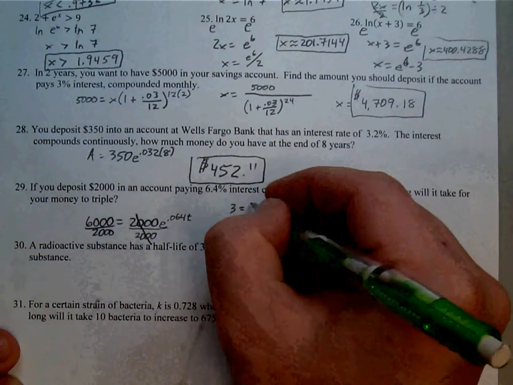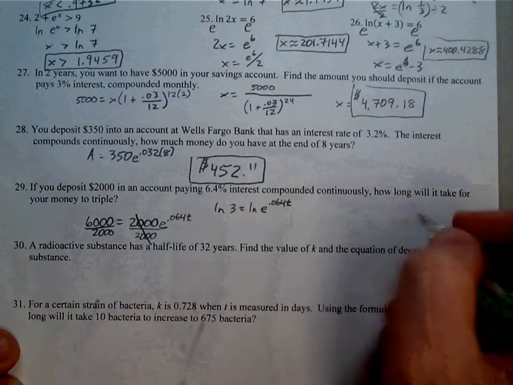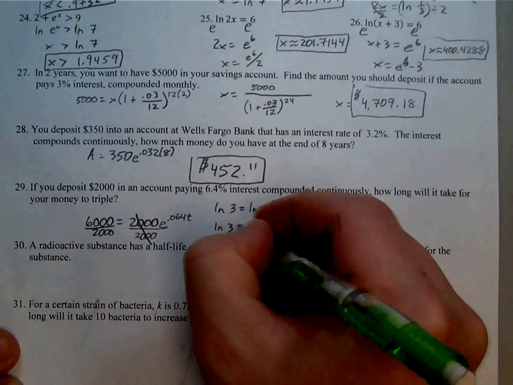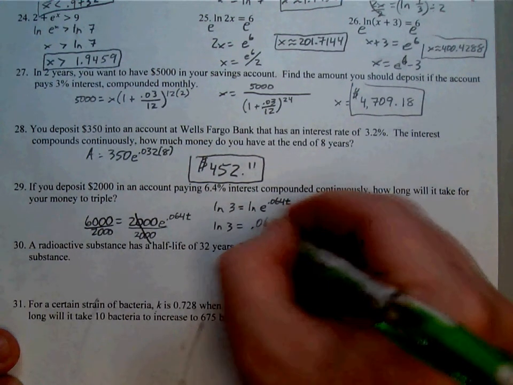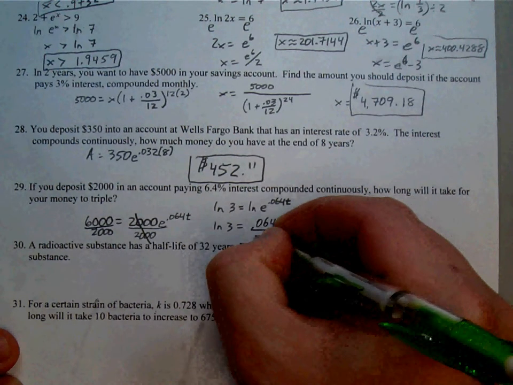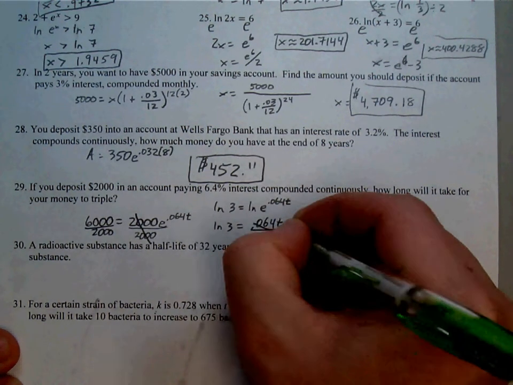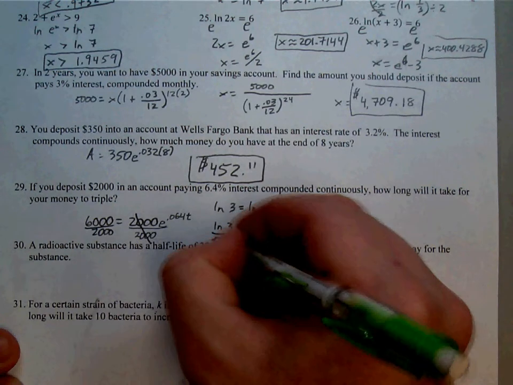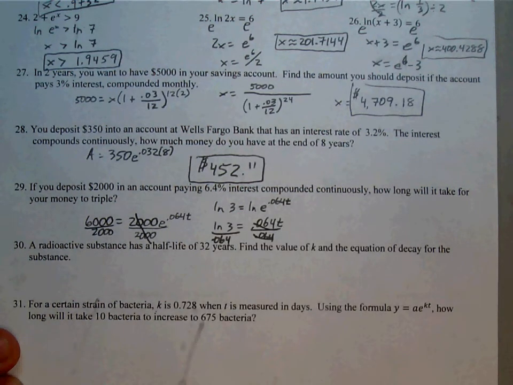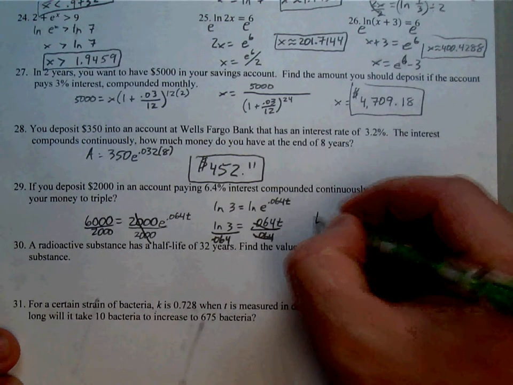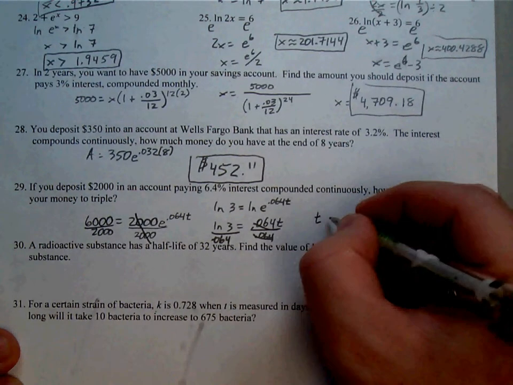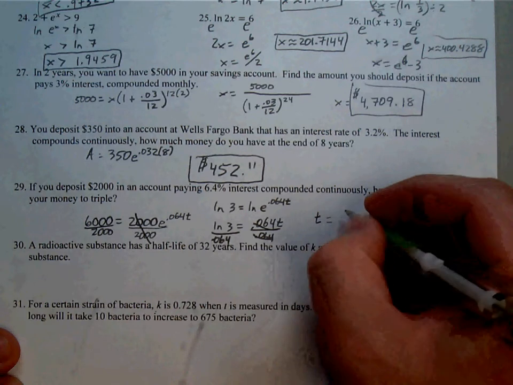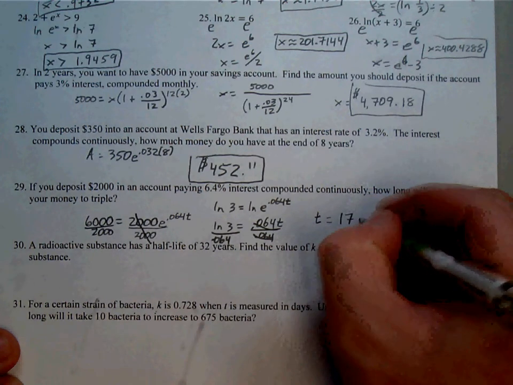So to solve that, I'm going to ln both sides. So ln of 3 is equal to 0.064 t. So I'll divide that by 0.064. So I'll take ln of 3 divided by 0.064. So we see that t is about 17 years. It'd be like 17.1 years, but I'll go ahead and call it about 17 years.